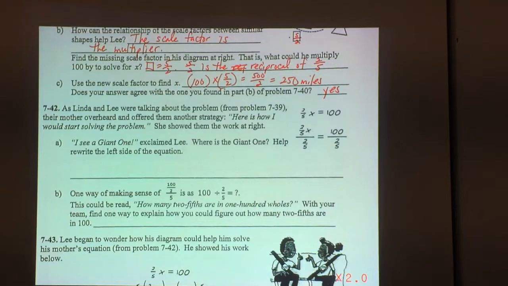As Linda and Lee were talking about the problem from question 39, their mother overheard and offered them another strategy. Here's how I would start solving the problem. She showed them the work at the right. Wait, is her mother driving the car? How is the mother teaching them math while she's driving the car?